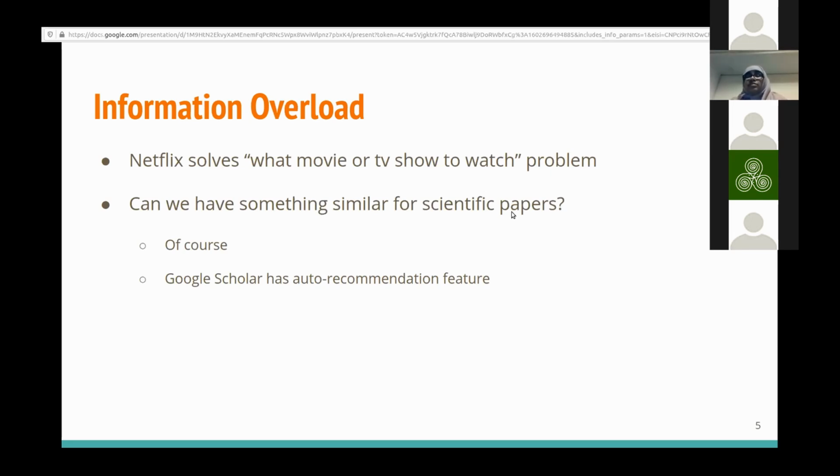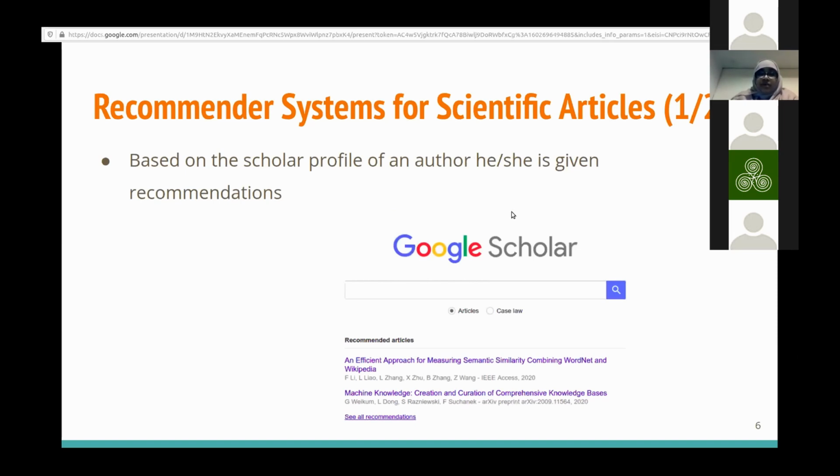There is a thing called Google Scholar. I'm not sure how many of you are familiar with it, but I'm pretty sure most would have used it. It has this auto recommendation feature, like if you have a scholar profile, you're given some recommendations. This, for example, is the homepage of Google Scholar for my husband. Now he has published in Wikipedia, in knowledge graphs and all semantic similarity stuff. So the papers he's being recommended are in that domain.